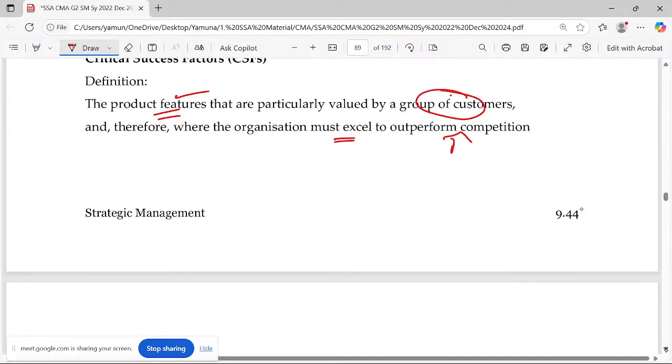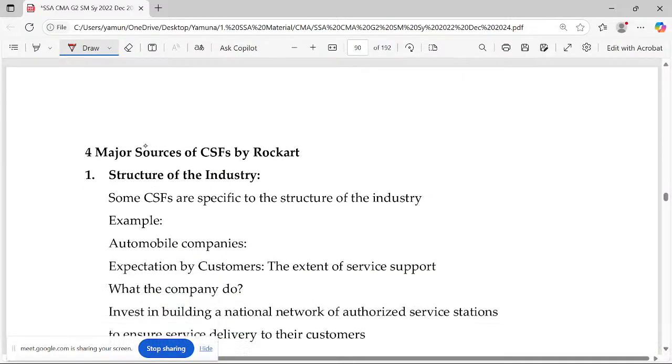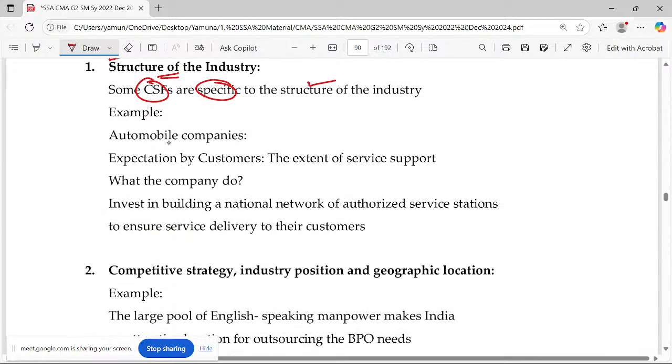Okay. The four major sources of these critical success factors were defined by a person called Rockart. He talks about the structure of the industry, because some factors will be specific to some particular industry only, not all. If we go for automobiles, mainly what we check is the service support. I buy the vehicle and come home. If I face any problem, how am I going to deal with it? So what the company will do is build a national network of authorized service stations. So automatically that is very important, right? You need to have an authorized service station.